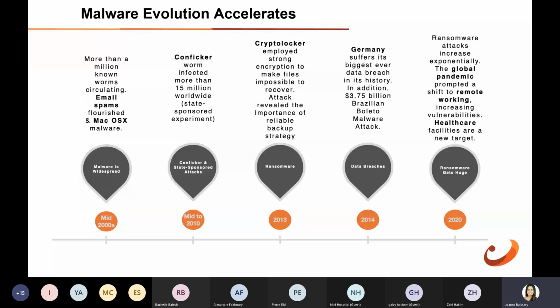In 2014, Germany suffered the biggest data breach in its history. German officials uncovered a large amount of stolen email addresses and passwords. Also, bank transactions had been compromised during a 2-year attack. It is estimated that hackers could have stolen up to $3.75 billion. In 2020, ransomware increased exponentially. The global pandemic prompted a shift to remote working, increasing vulnerabilities, and healthcare facilities became a new target.